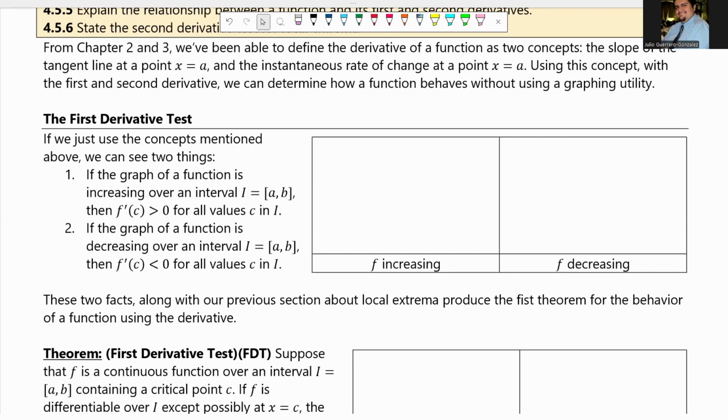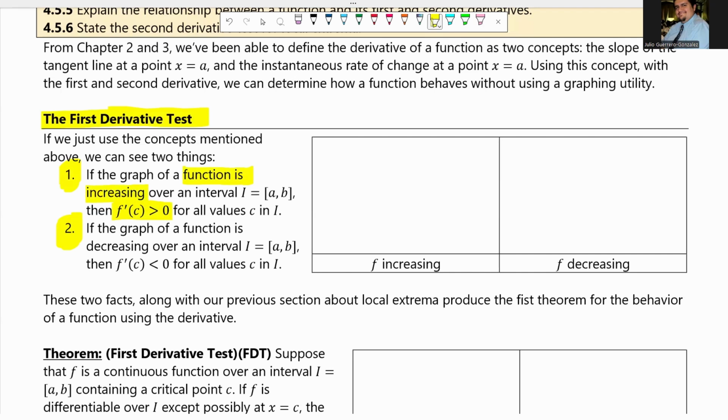So the first thing I want to show you guys is this thing right here. That's the first derivative test, and it has two parts to it. So suppose you have a function that the first derivative at a value c is greater than 0. Then what we can say is that the function is increasing, okay?